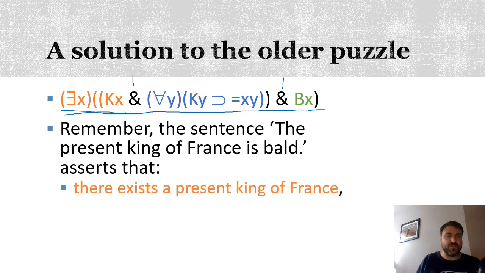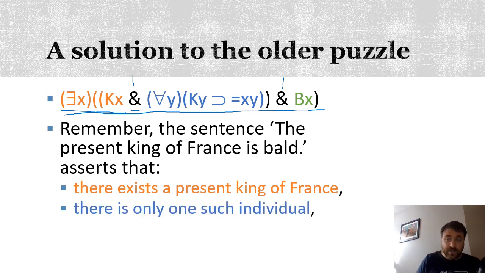Okay, that's this part here. There exists an X such that X is the present king of France, right? That's all that says. Then it says and, right? There's the and here. It asserts that there's only one such individual, right? That's what makes it a definite description as opposed to just a description.